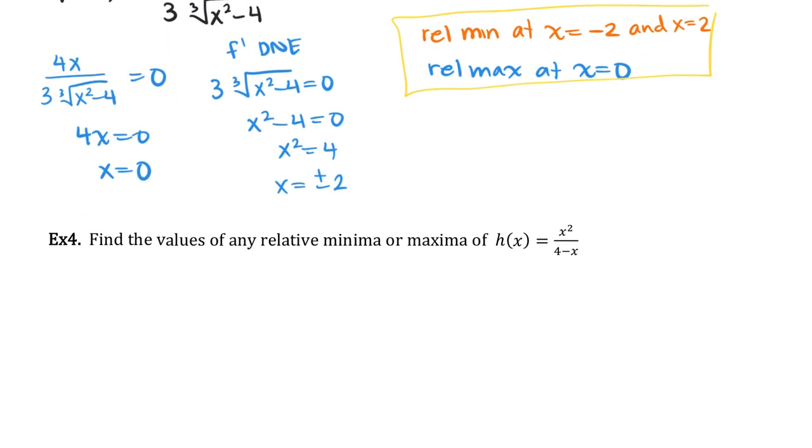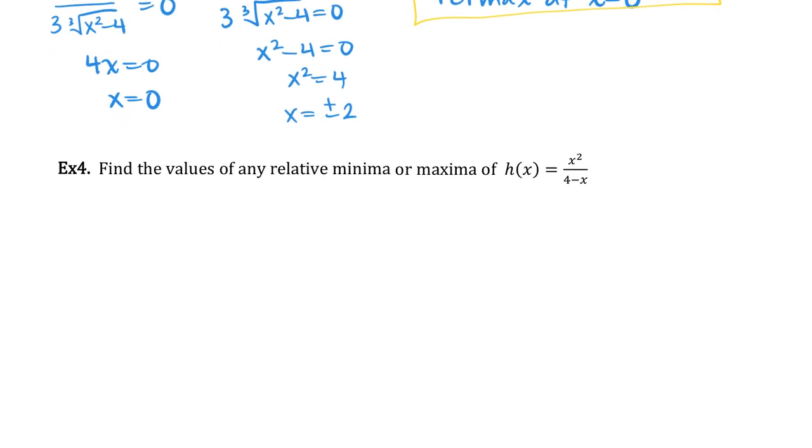Okay, last example, example 4. Find the values of any relative minima or maxima of h of x equals x squared over 4 minus x. Remember, minima and maxima is the plural for minimum and maximum, so just minimum and max.